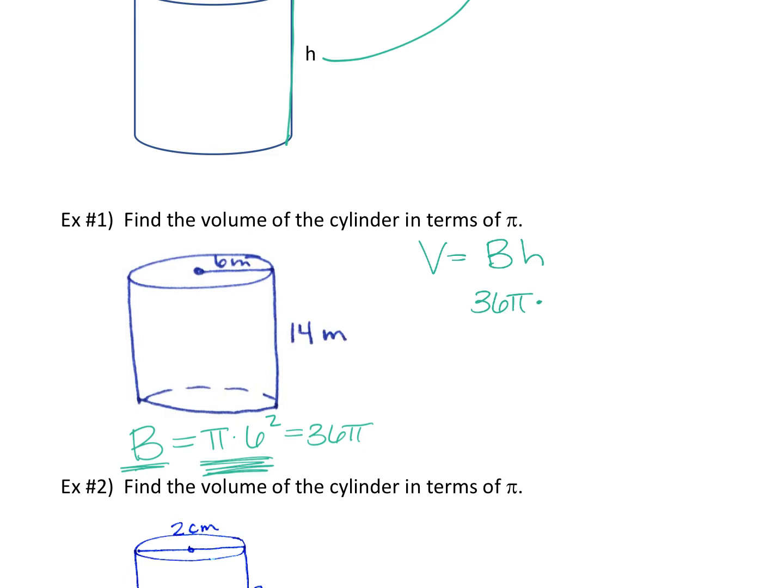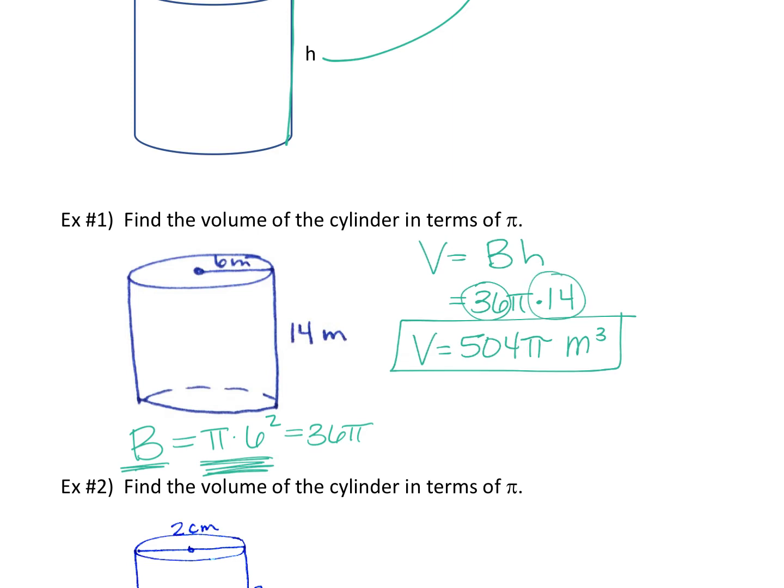What's h? 14. The height of the figure, which is 14. You're going to plug in 36 times 14. Do not plug in pi. When you plug that in, you get 504. Then you can attach your pi, cubic meters, okay? You might just want to plug that into your calculator just so you see what I'm talking about, because I say it over and over and over again and people still keep plugging it into their calculator. Plug into your calculator 36 times 14. You'll see 504, right? Then attach your pi to that.